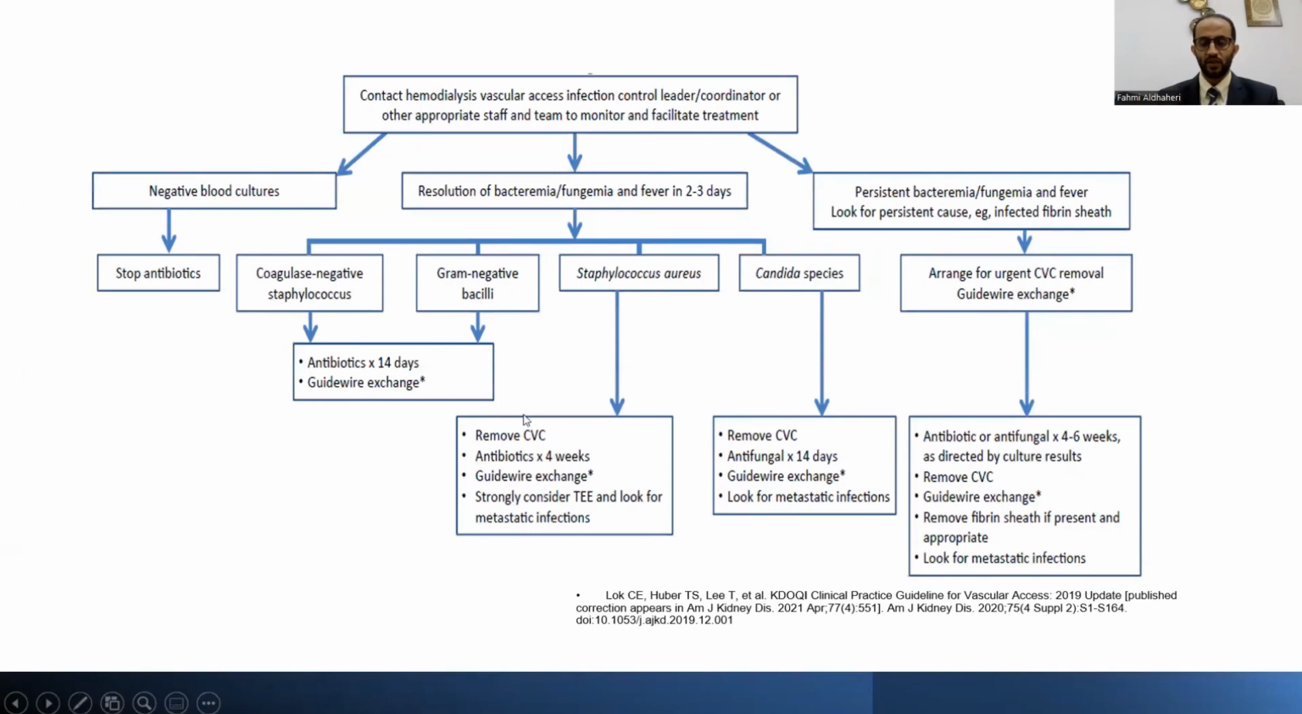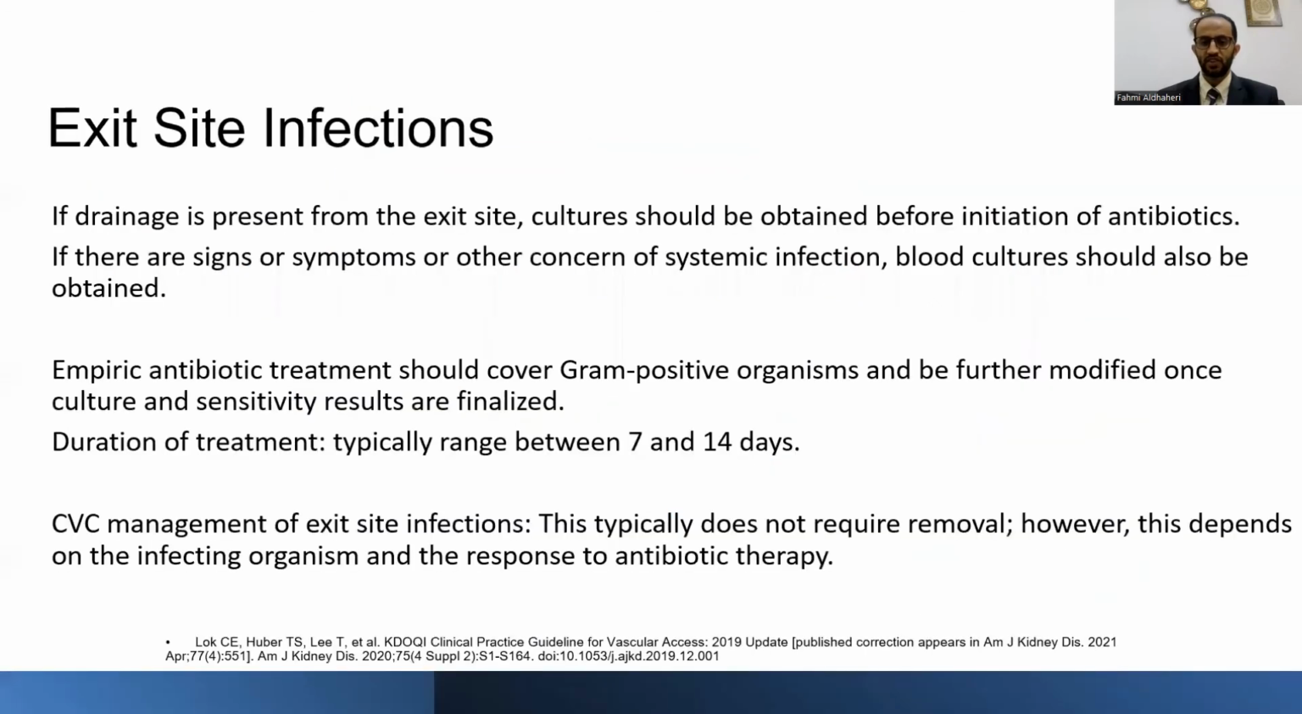For Staph aureus, we should remove the catheter, give antibiotic for 4 weeks, and consider transesophageal echo to look for metastatic complications. For candidemia, we should remove the catheter, give antifungal for 14 days, look for metastatic infection, and consider guide wire exchange only if the patient has limited access. If the patient has persistent bacteremia and persistent fever, we should look for metastatic complications, so the catheter should be removed, and antibiotic or antifungal should be continued for at least 4 to 6 weeks, with a workup for metastatic infection.